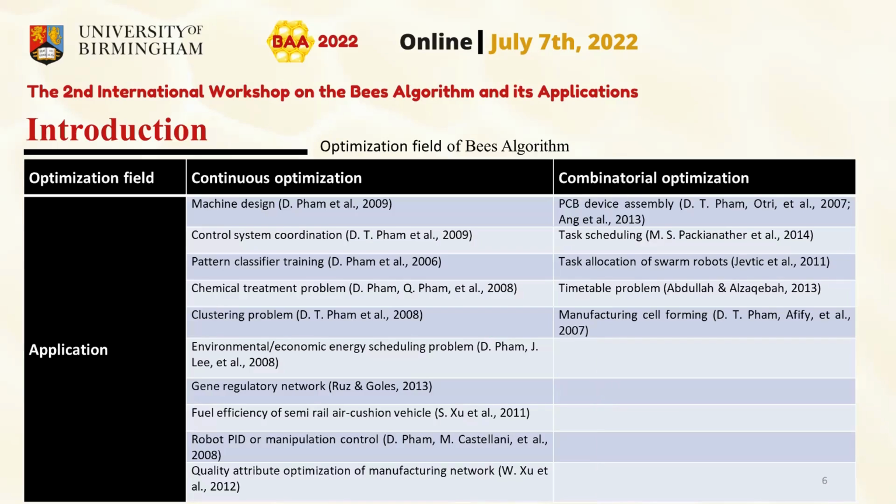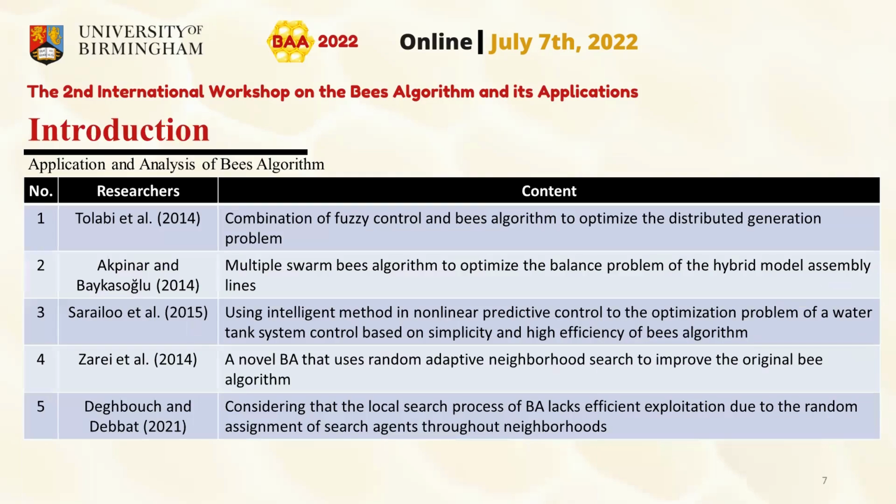This table shows the optimization fields of the bee algorithm, such as continuous optimization and combinatorial optimization. It demonstrates that the bee algorithm has wide application fields. This table shows the application and analysis of the bee algorithm. It can be found that the bee algorithm has been integrated with some intelligent methods to improve its performance.